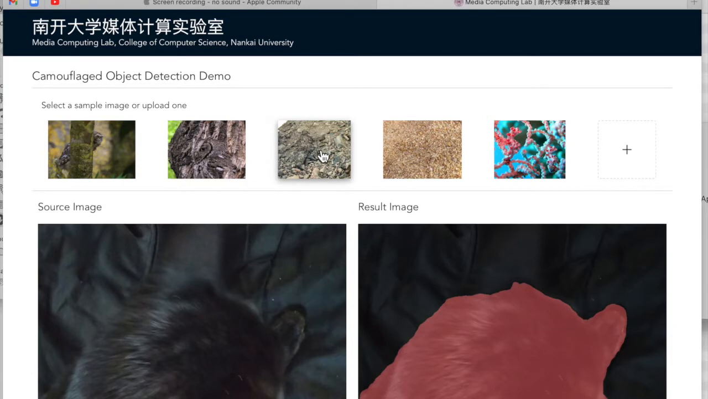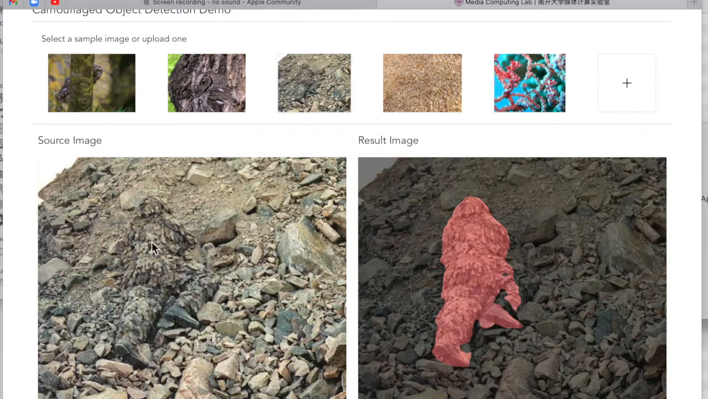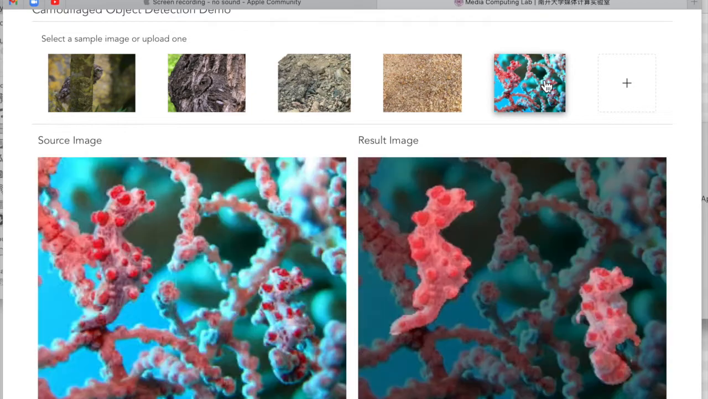Let's take, for example, there, if you click on that image, do you see what this is? There's the giveaway. So it's a sniper or some person in camouflage gear on a mountain. This is quite well camouflaged. Here you see the two seahorses it picks up on the coral.